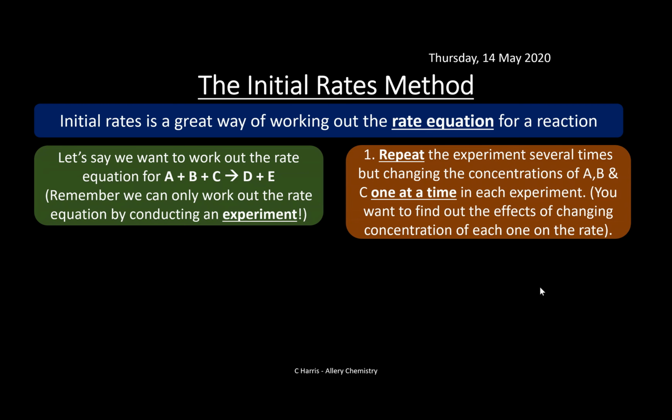So what we do with the initial rates method is basically we repeat the experiments several times, but changing the concentrations of A, B, and C one at a time in each experiment. What we want to do is find out the effects of changing each one on the rate. In other words, we change the concentration of A, but we keep B and C the same. Then we change the concentration of B, but keep A and C the same. And then we change the concentration of C and keep A and B the same. So we're just changing one at a time, and we're seeing, does each of these have any impact on the rate of the reaction?